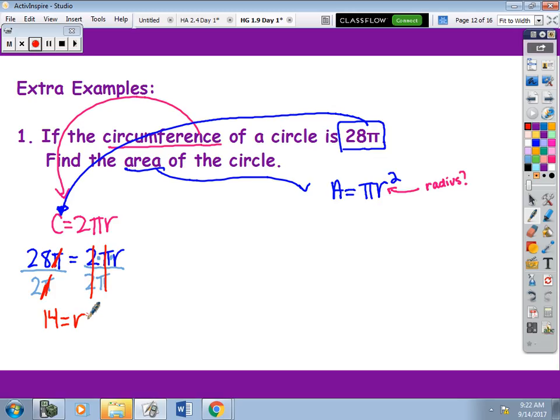So now all I have to do is take 14 and plug it in for r. If you can do that without showing all that work, you're not required to. So I know some of you.